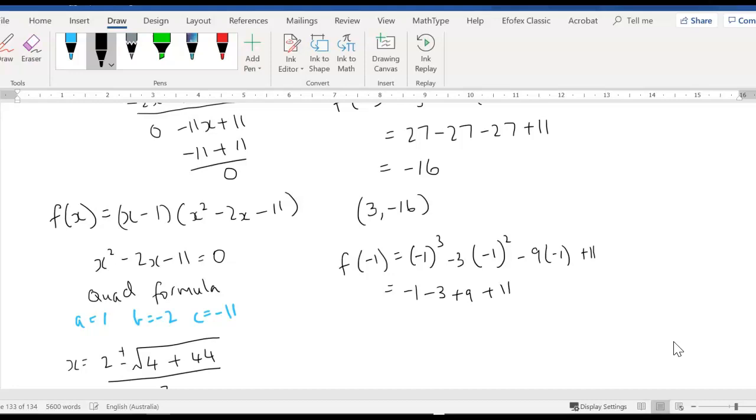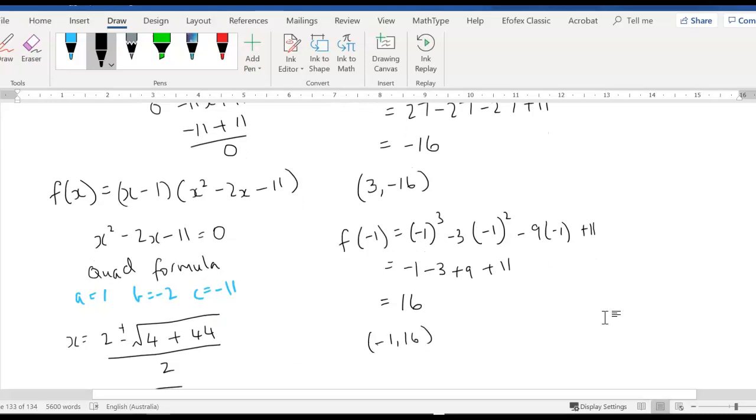So what's that? 2016. So, whoops, don't need that. Okay, so the other stationary point is negative 116.